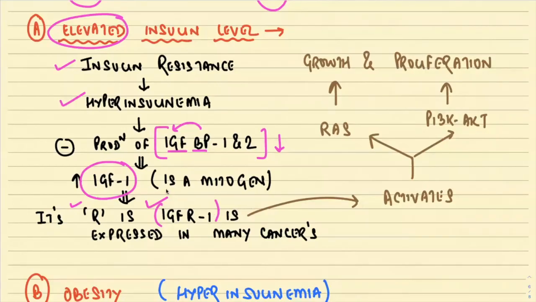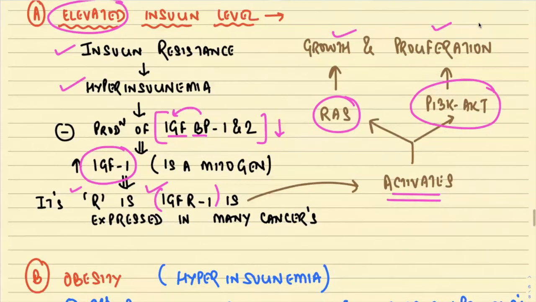And once they bind to this receptor, they will activate all the pathways of growth and differentiation, that is the MAP kinase pathway, the RAS pathway, the PI3K-AKT pathway, leading ultimately to growth and proliferation. Is this very clear? That is how obesity, by causing insulin resistance and ultimately hyperinsulinemia, causes growth and proliferation of the cells and thus predisposes to neoplasia.